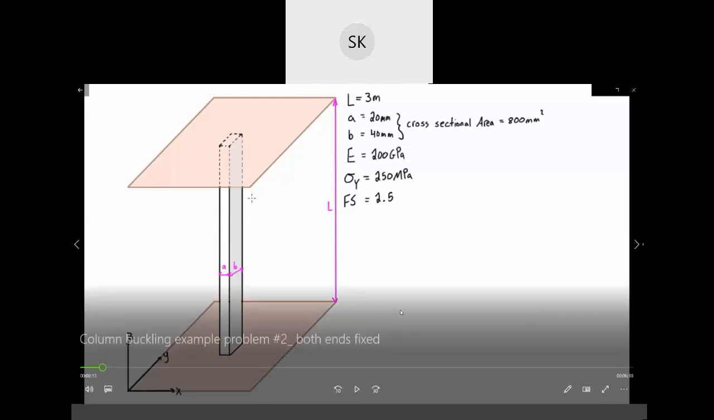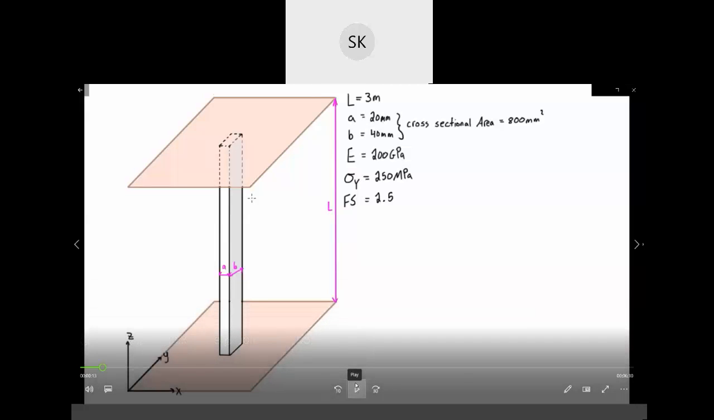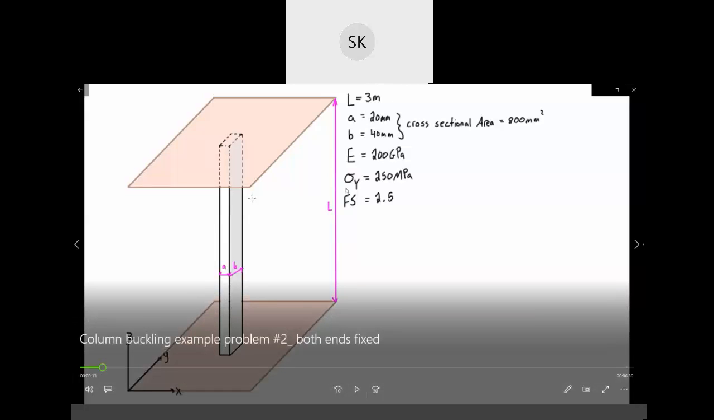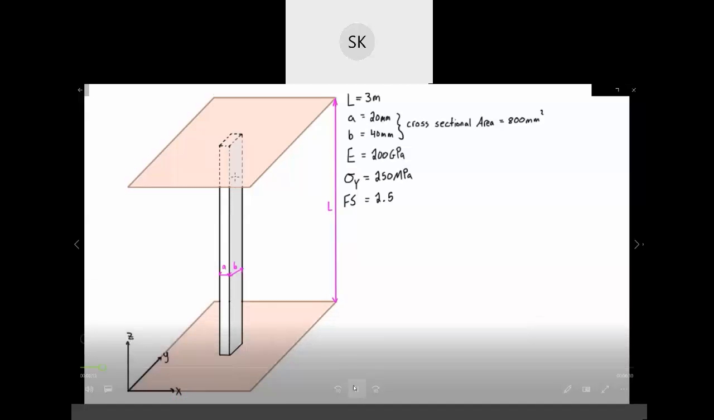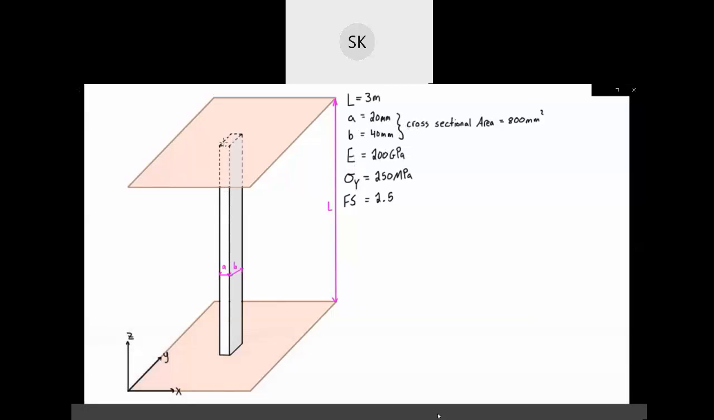Yes, ma'am. Okay, so this is another problem. Same length, cross-sectional area is also the same, E is the same. All the data are the same, just the condition is different. Very similar to the last video, we had this exact same problem, only it was pinned with ball and socket joints at each end. This time we're talking about fixed ends, and that's going to change our effective length.